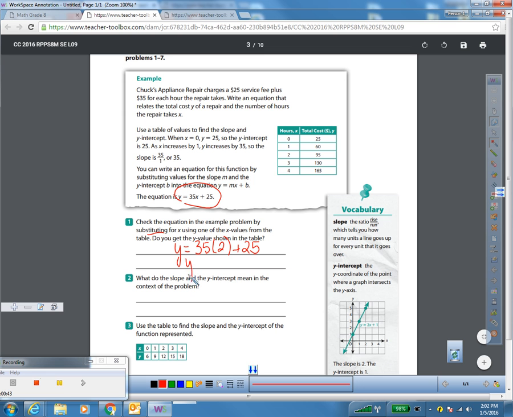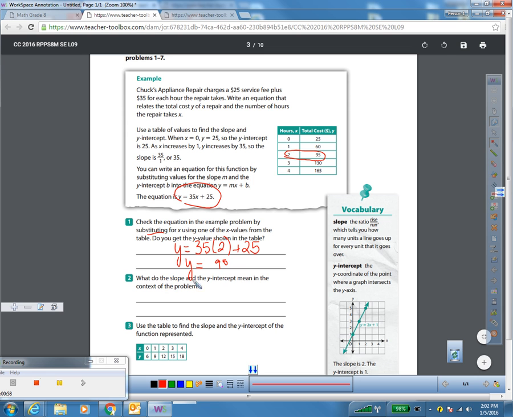And if you do the math here, that gives you 35, and we double that. So we get 70 plus 25. That gives you 95 for that y value, and we see that in our table right there.